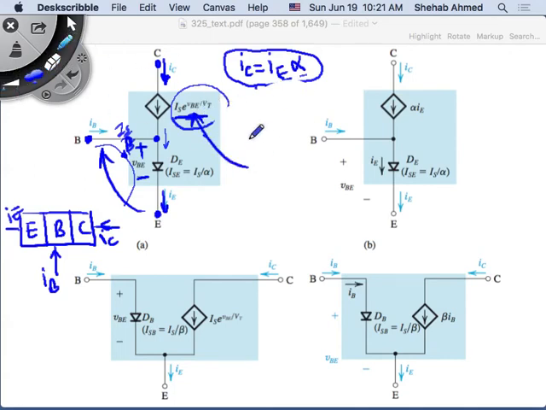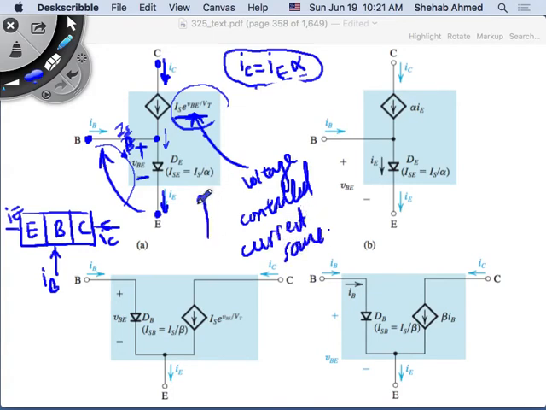Because of this, I've created a voltage controlled current source, right? This is a voltage controlled current source. How about this one? What does this look like? So let's see, again, we have IC is equal to alpha times IE, and IB is equal to IC over beta, right?